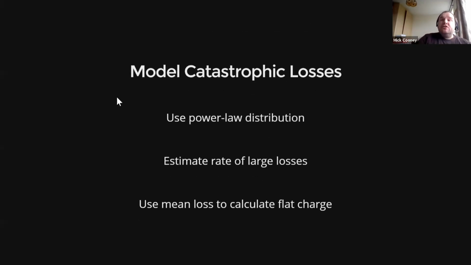And then for the catastrophic losses, those really, really large losses, we're going to use a power law distribution, estimate the rate of them, and come up with a flat charge that we're going to add on to every single policy to cover those really, really large losses. And that's the first pass.